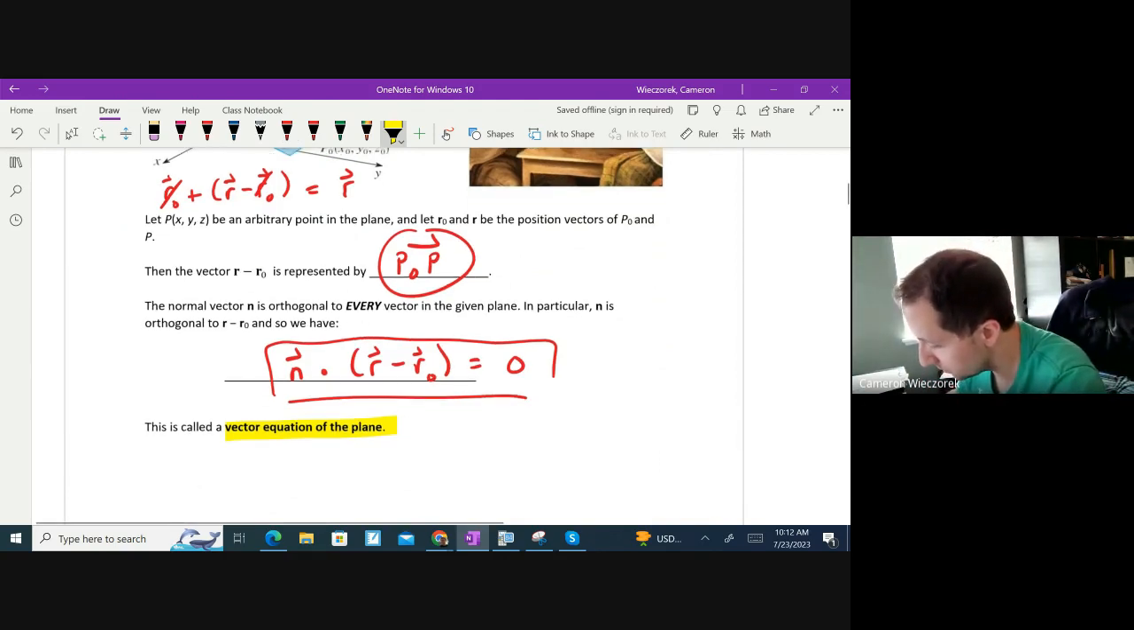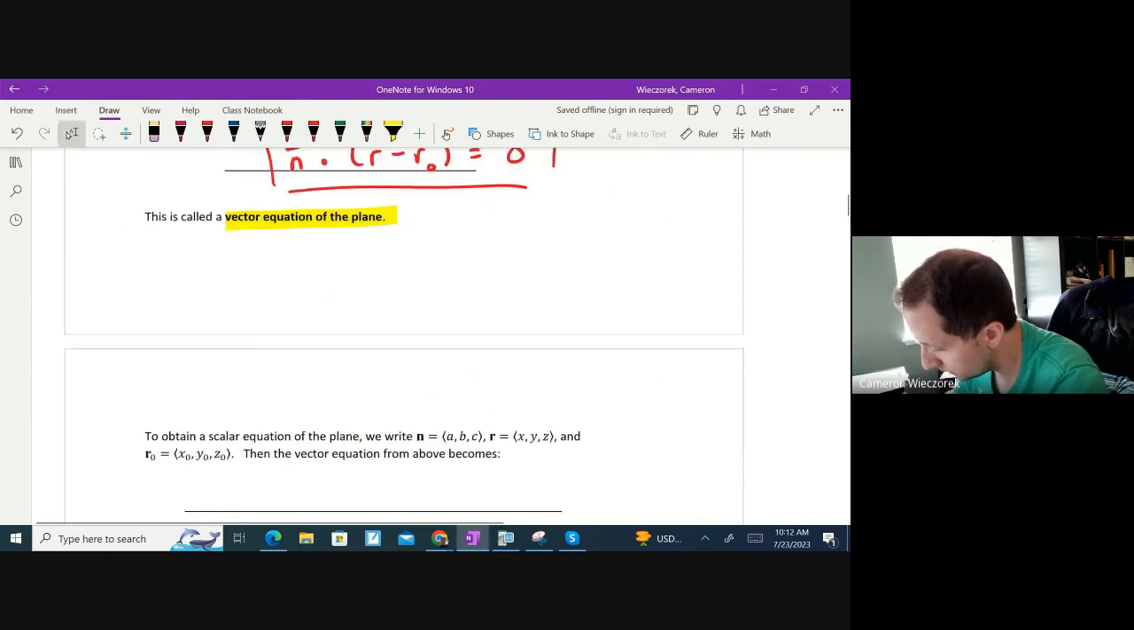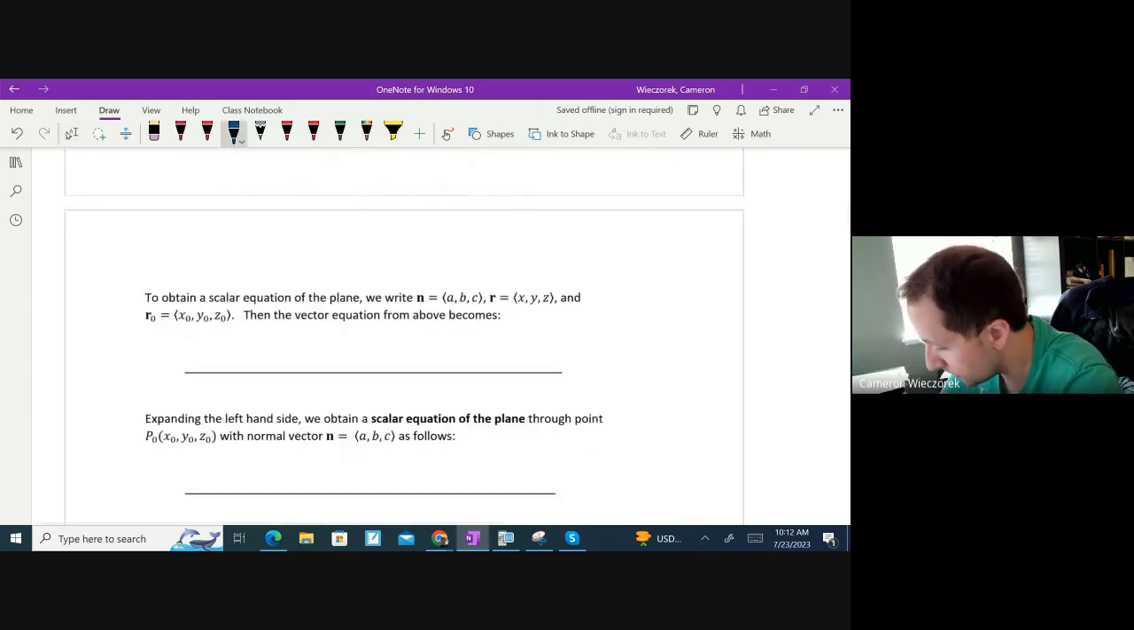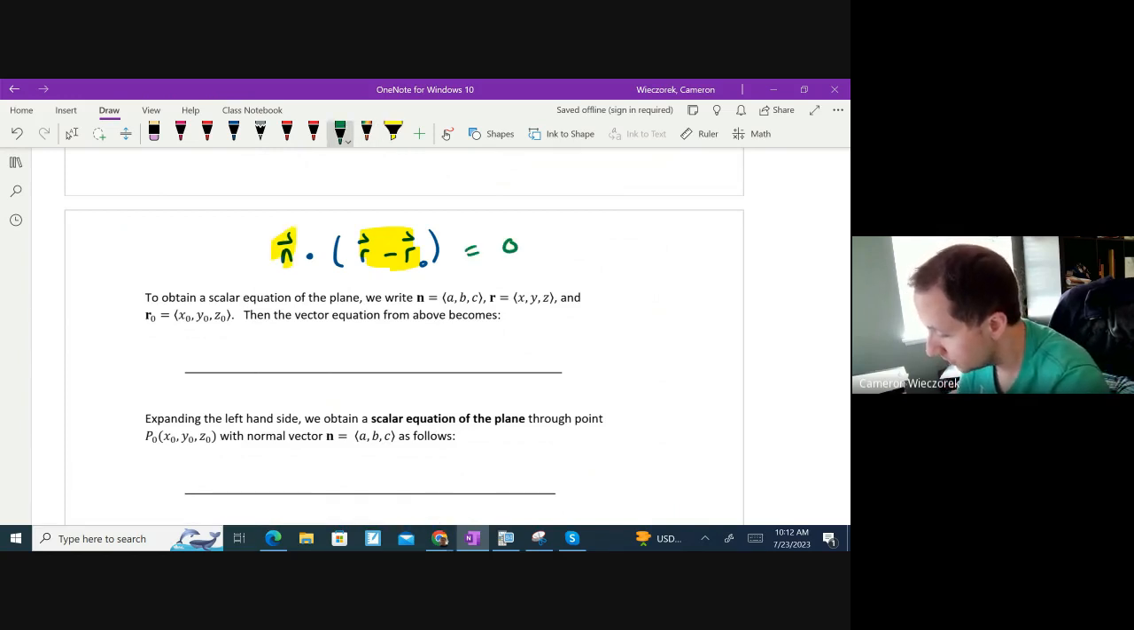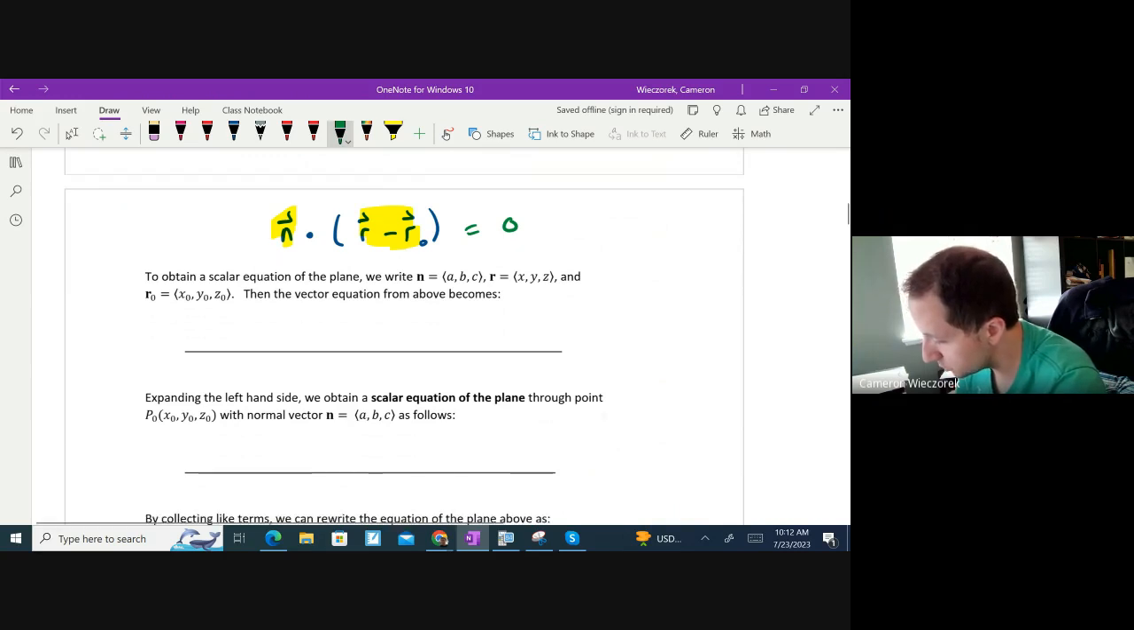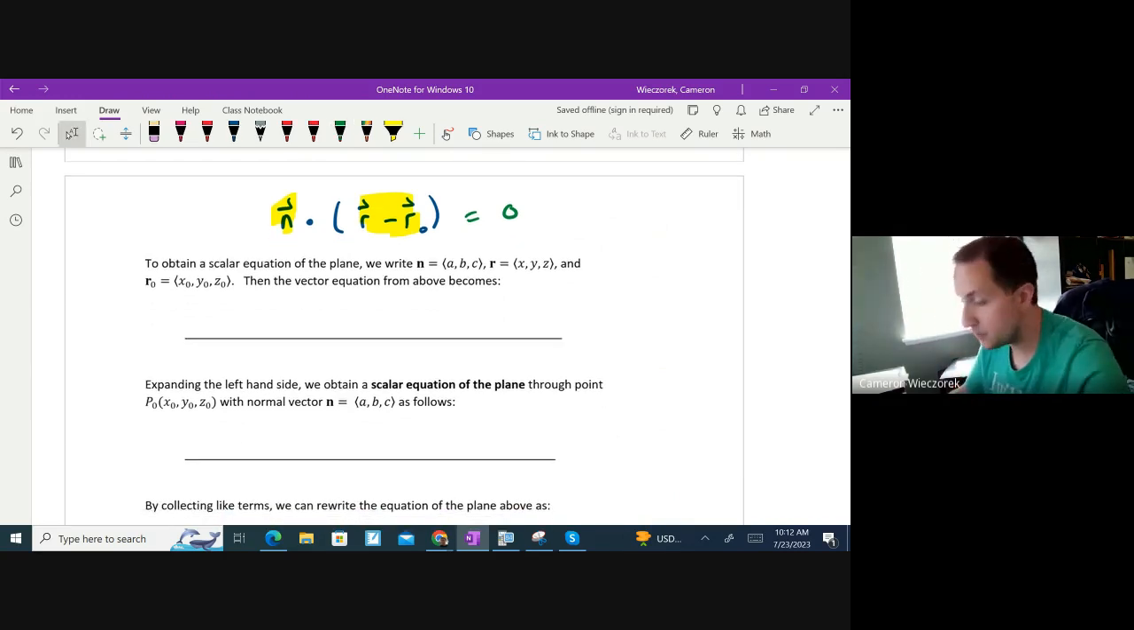So let's give some of these vectors components. Keeping in mind what we just found, I'm going to put that back up at the top: normal vector dotted with r minus r0. This was the vector sitting in the plane. This was the vector orthogonal to the plane. That dot product has to equal 0. If we want to expand it, let's just say our normal vector has components a, b, and c.